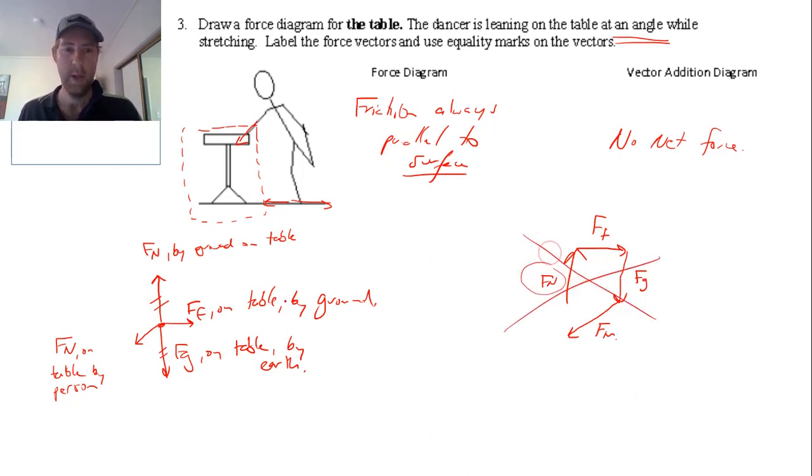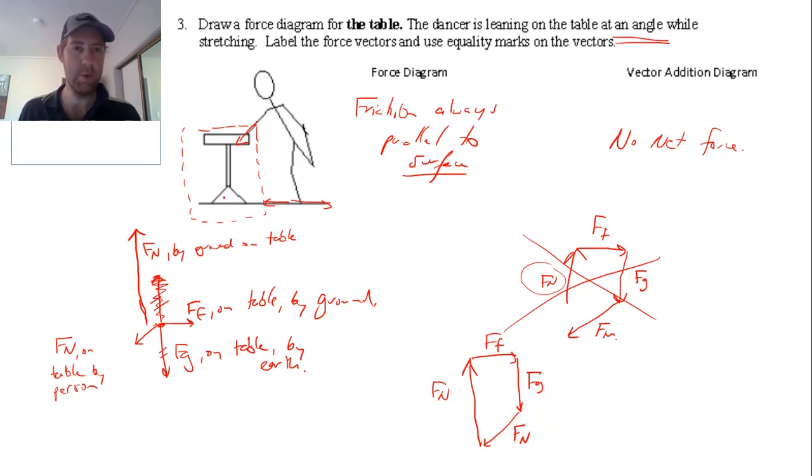So that's obviously wrong. I've got to make my normal, by the look of it, bigger. My normal has to be bigger. So let's cross that out and let's make the normal here bigger. So now I've got a bigger normal force. Got my friction. Got my gravity. And I've got my other normal from the person's hand. Now that makes sense. There's a bigger normal force because the table's getting squashed into the ground more. The ground's being compressed more, so it pushes back more.